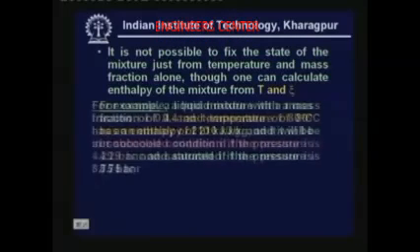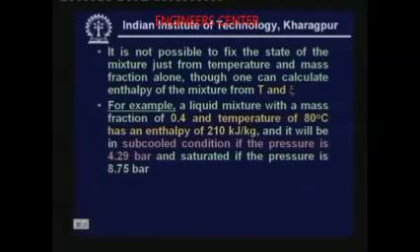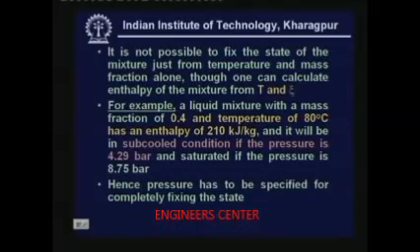For example, a liquid mixture with a mass fraction of 0.4 and a temperature of 80 degrees will have an enthalpy of 210 kilojoule per kg. This you can obtain from your enthalpy composition diagram, but it will be in subcooled condition if the pressure is 4.29 bar and in saturated condition if the pressure is 8.75 bar. So, depending upon the pressure, for the same composition and temperature the solution can be in any state. To remove the ambiguity you have to specify the pressure so that you can completely fix the state.